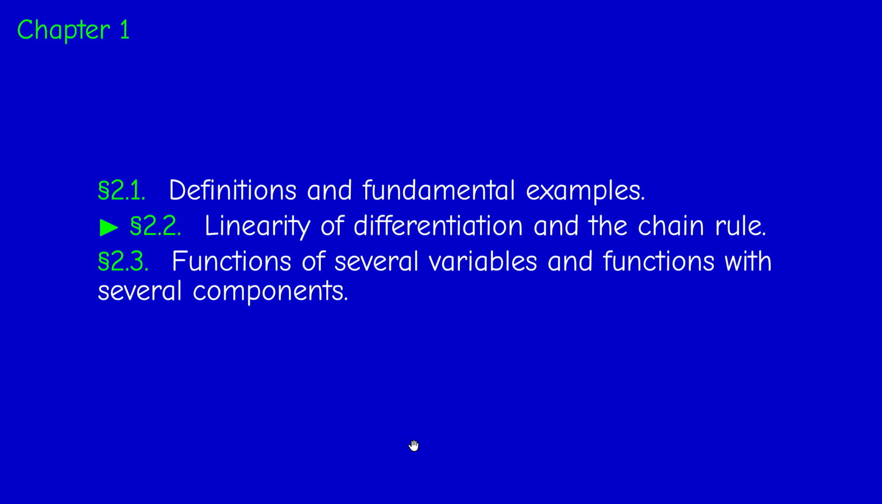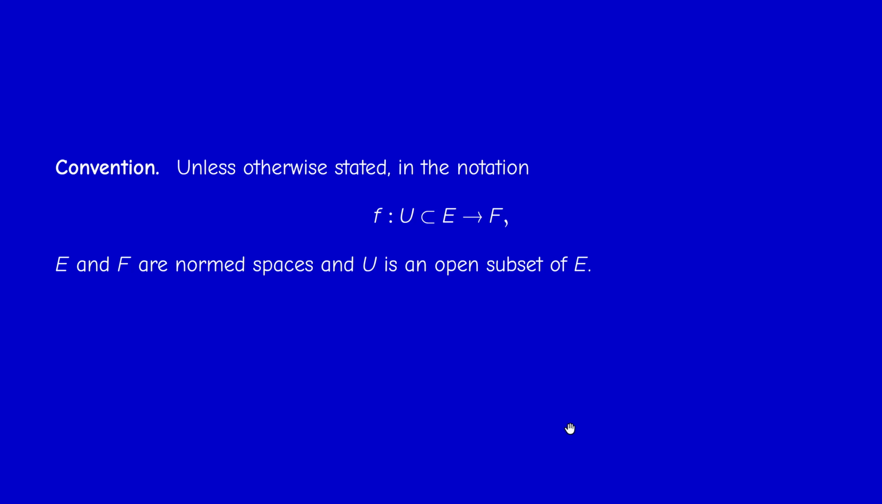Okay. So, in order not to repeat the same thing every time, I will use this convention. When I write f, small f, as a function from U, which is a subset of E, into F, what do I mean by this notation? I will mean that E and F are normed spaces, and U is an open subset of E.